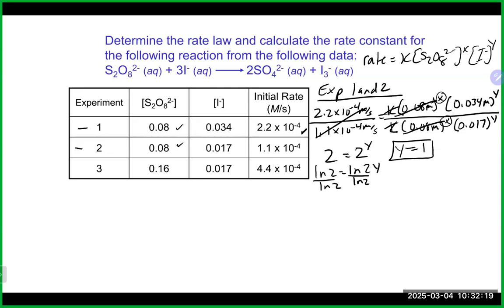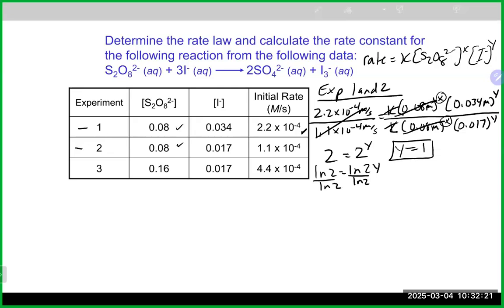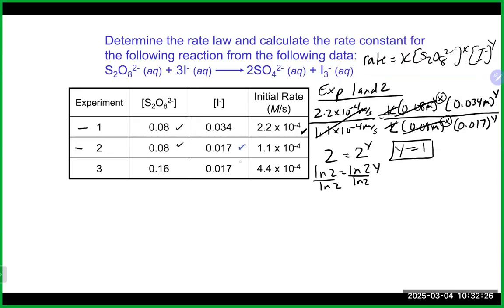All right, now that I did that, we're going to go back to the table so we can get the other entry there. And in this case, we're going to go with 2 and 3. That's going to keep the I minus constant. So experiment 2 and 3 here. Again, going to go with experiment 3 on the top, as that has the larger rate. And again, that should give me a little bit better whole numbers. So we'll put in all of our stuff here for entry 3.